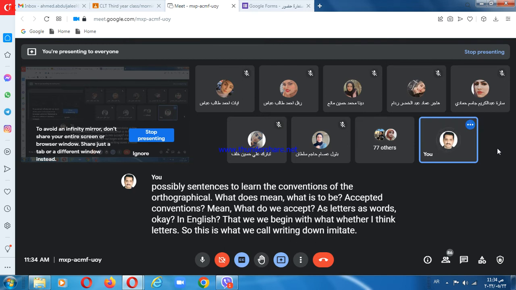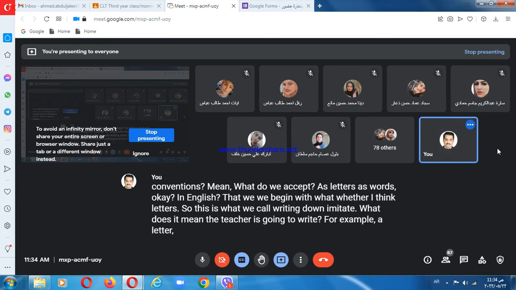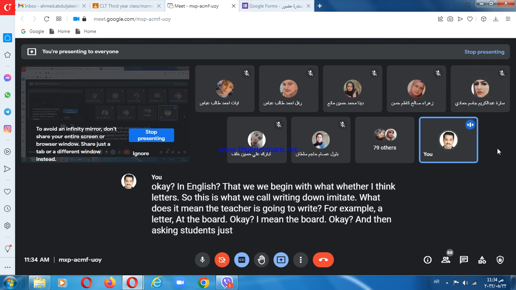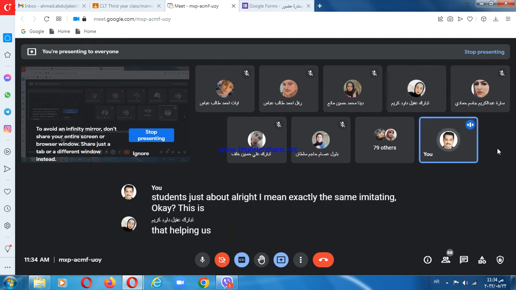What does it mean? The teacher is going to write, for example, a letter on the board, and then ask the student just to write exactly the same, imitating. Okay, this is the letter P.